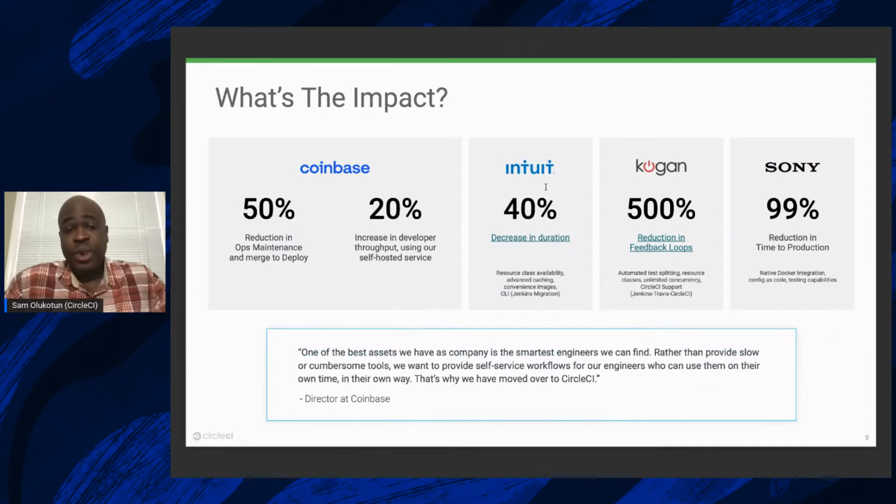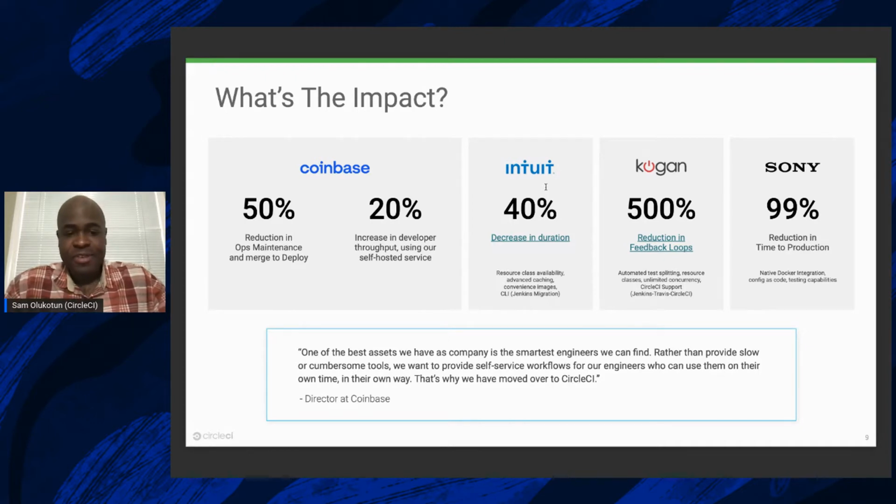At this point, you're wondering, well, what's the impact of all of these wonderful things that CircleCI brings to the table? Well, let's look at some of the metrics from some of our customers. At Coinbase, they have seen a 50% reduction in operations maintenance and the time it takes them to go from merging code to deploying that code. They have also noticed a 20% increase in developer throughput using our self-hosted services. At Intuit, they're seeing a 40% decrease in duration. Kogan is seeing a 500% reduction in feedback loops. And Sony is seeing a 99% reduction in their time to production.